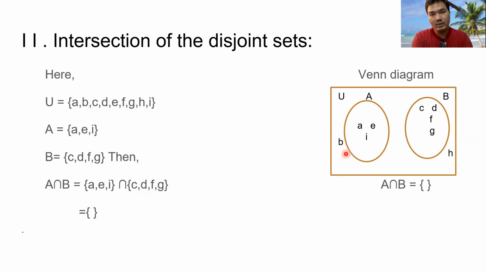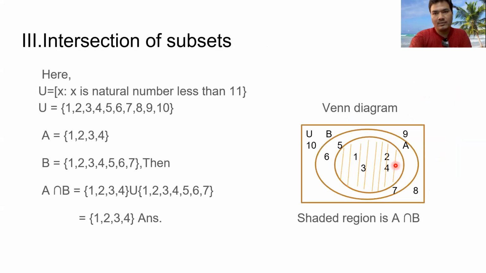And what remains in the universal set should be written outside. There is no common element, that's why A intersection B equals the empty set. Now let's go to the next slide.